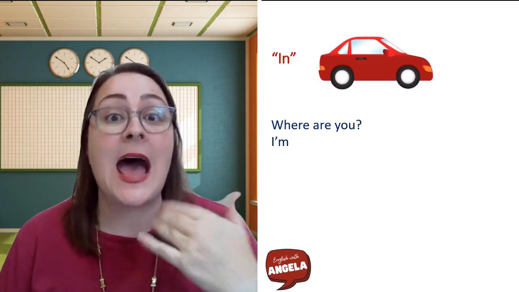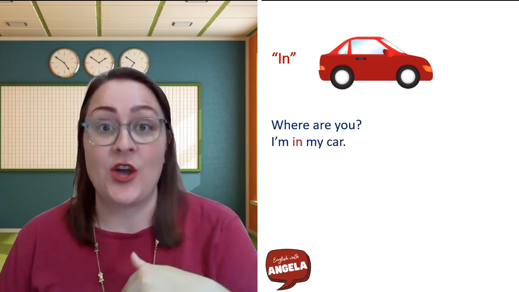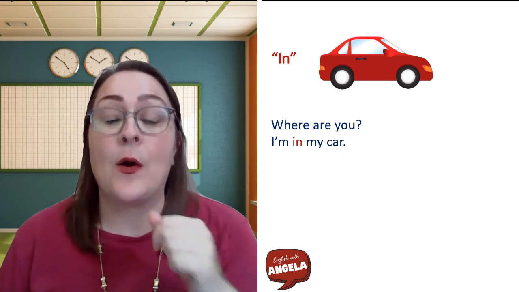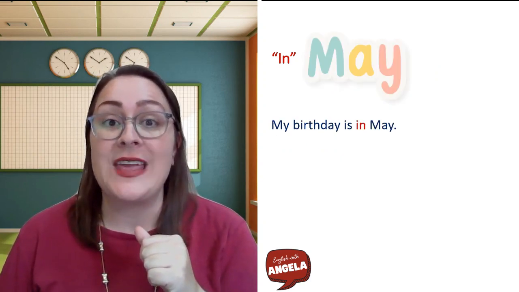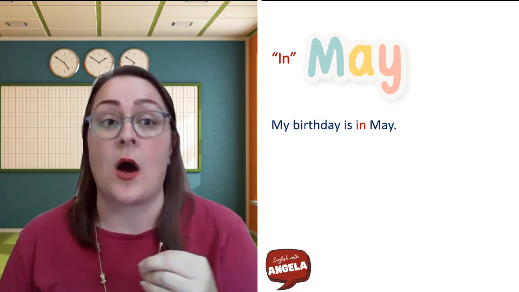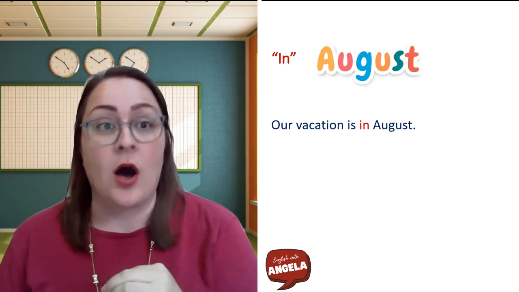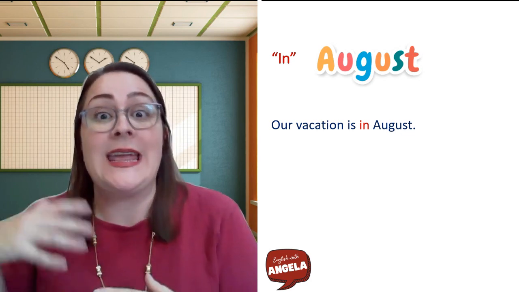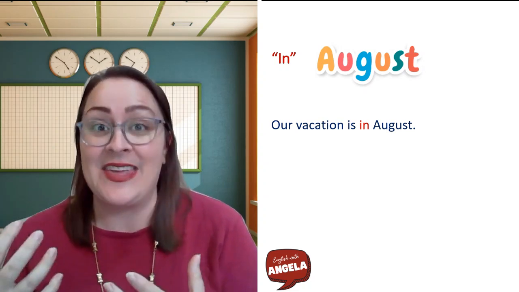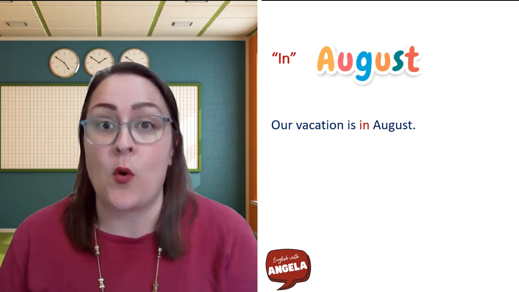How about this one? Now, where are you? I'm in my car. So your relationship, you and your car, you are in the car. How about this one? My birthday is in May. Okay, so again, showing the relationship with our months. And this one, our vacation is in August. You could say, I was born in 2000. I was not born in 2000, but I was born in and the year. Yeah? Things like that to describe our relationship with time or months.